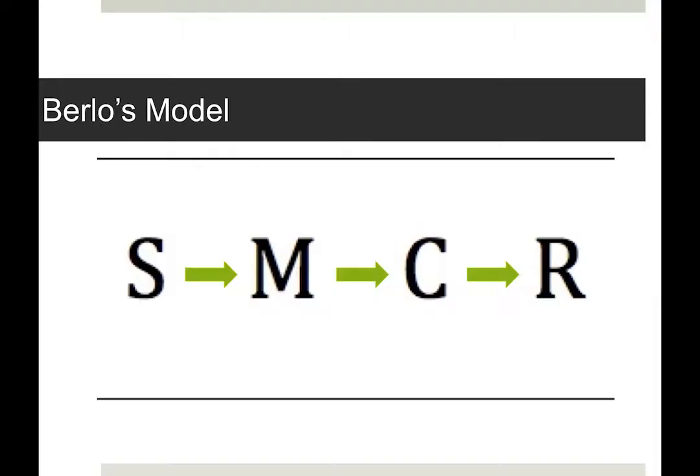Adding to that, Berlo said, not only is there a source and a receiver, an encoder and a decoder, giving some message, but we also have this channel. How are they saying this? What channel? Is it written? Is it visual? Is it communication? So we're adding some complexity.